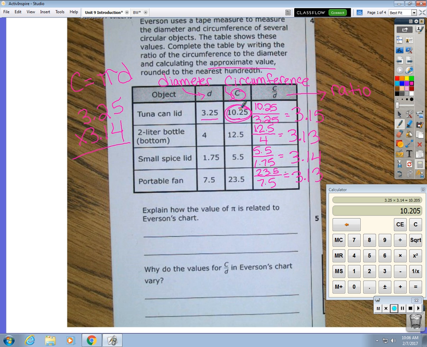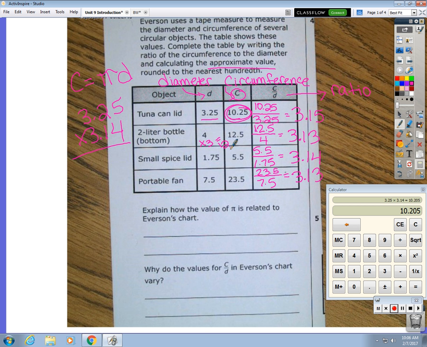Okay. So there's a relationship. What's 4 times 3? 12. Is that close to 12.5? Yes. Because we rounded down a little bit, right? Instead of using 3.14, we use 3. This times 3 would be close to 5.5. 7.5 times 3 would be close to 23.5. Okay? So you can kind of look to see if you're going back and forth.